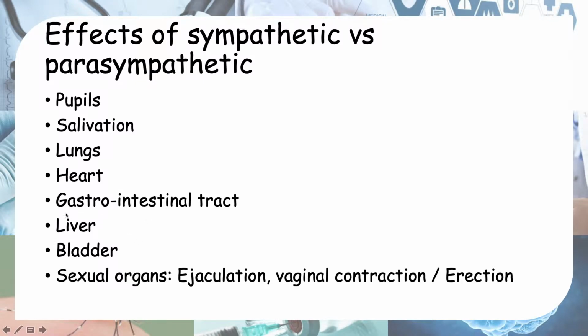And how about your liver? This is a little bit difficult unless you know the function of liver in storing glucose, right? So what happens when you are being chased by a bear? And you need a lot of energy to run, right? And energy is stored in the form of glucose in your liver. So sympathetic response will actually stimulate the release of glucose from your liver, while parasympathetic does the opposite. So you're going to store glucose into your liver.